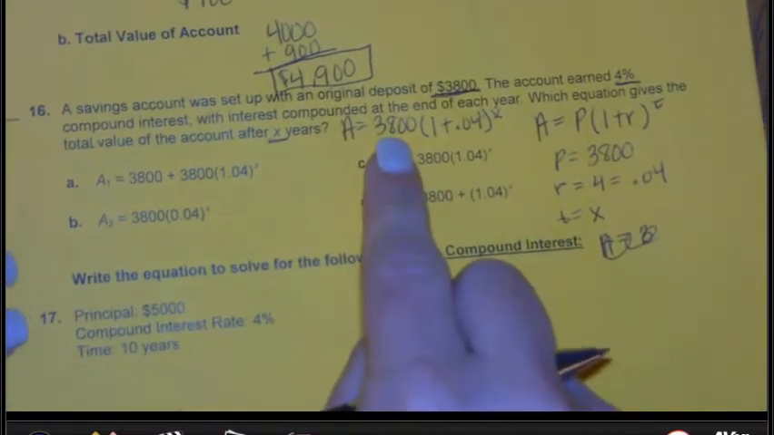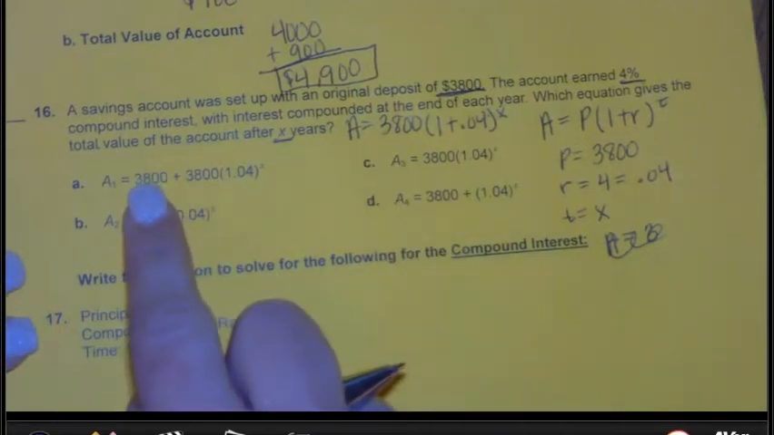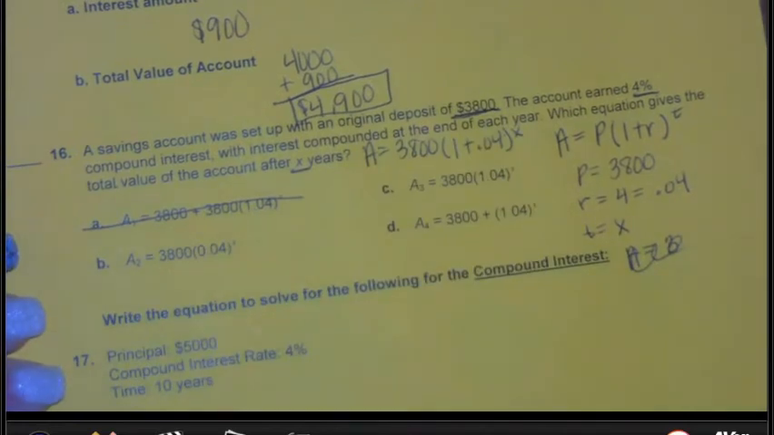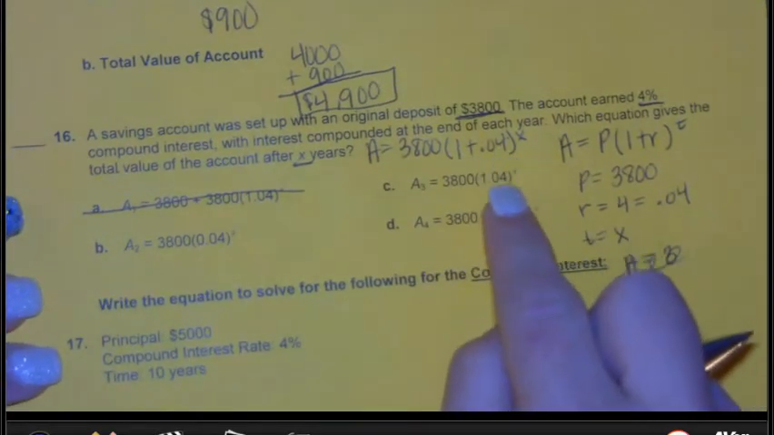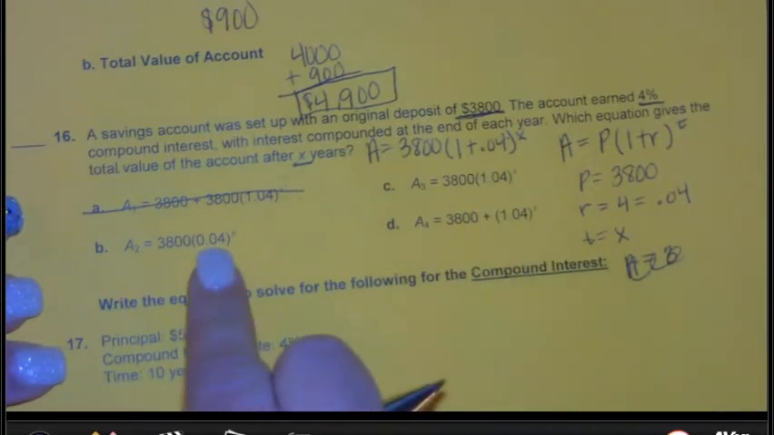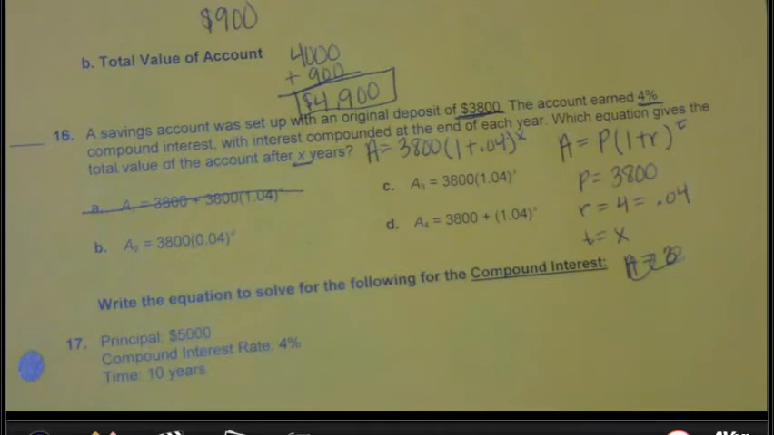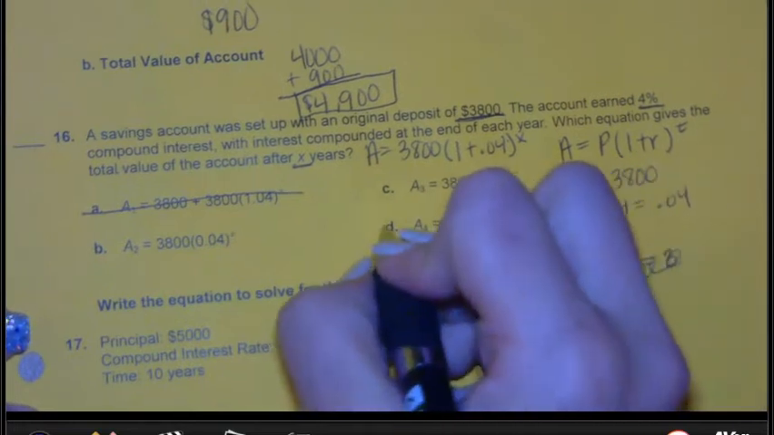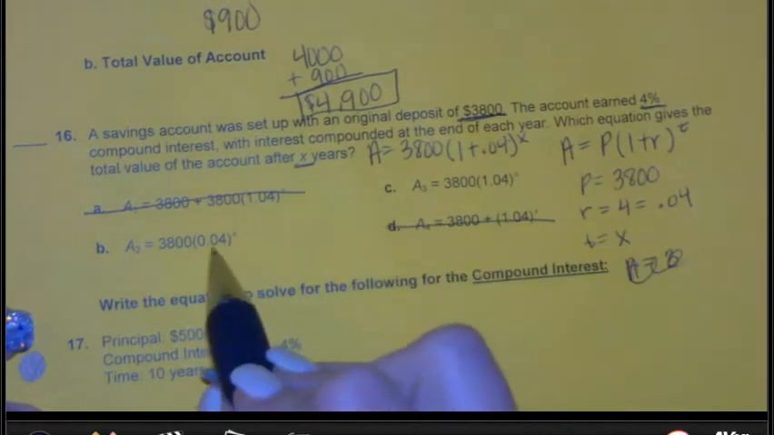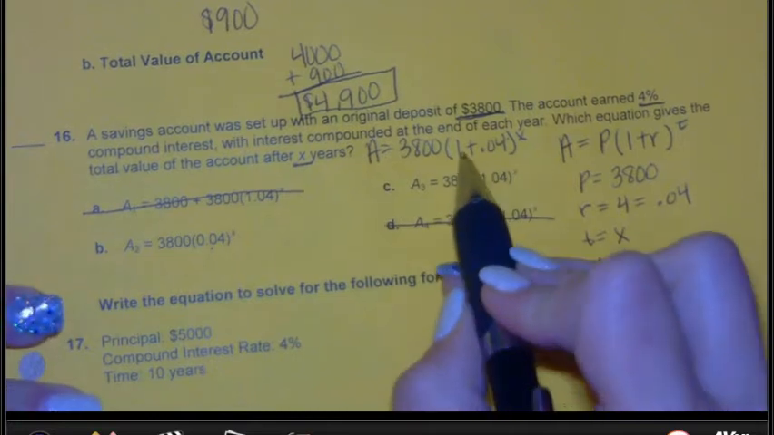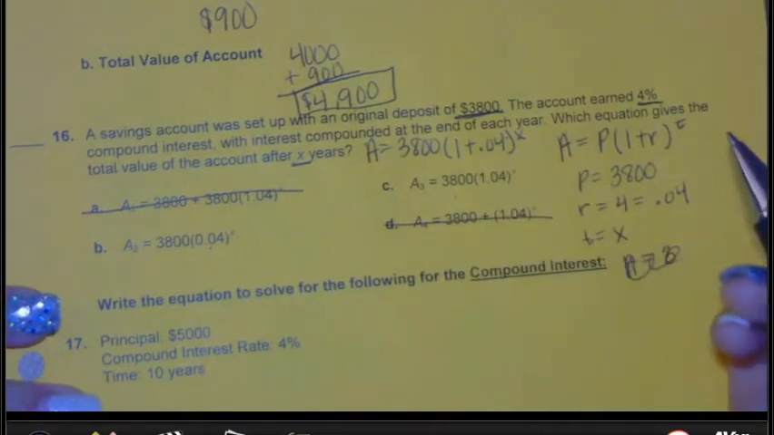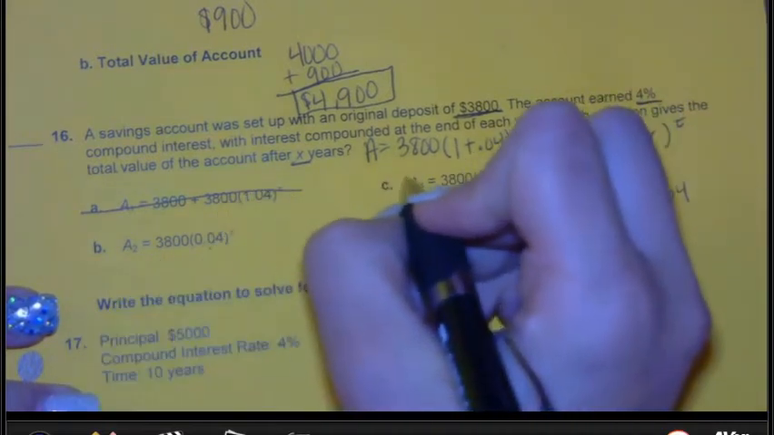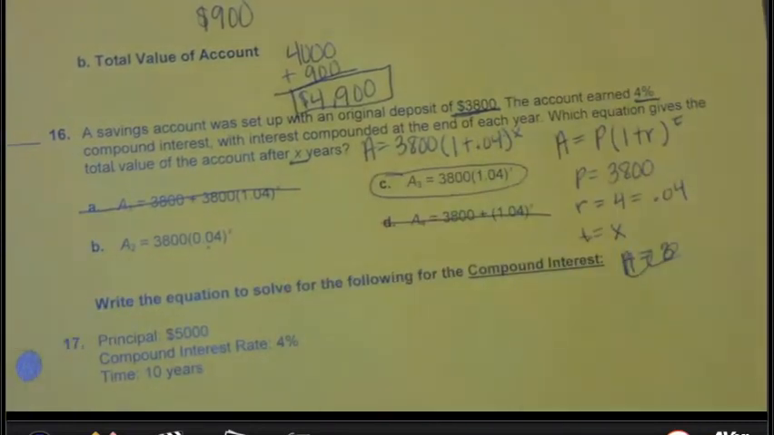Okay. Now, I only have one 3,800. I have a 1 plus 0.04. Now look, I have 1.04, 1.04, 0.04. All right. Now, am I adding these two or am I multiplying these two? Well, it looks like I'm multiplying, so D is out. So I'm now between B and C. I know that 1 plus 0.04, I can combine those two numbers, and I'm going to get 1.04. And the only possible answer choice that would be correct is this one right here.